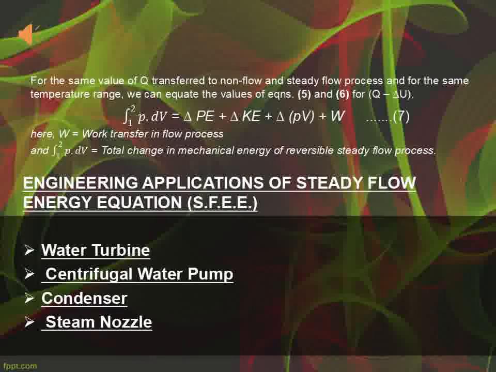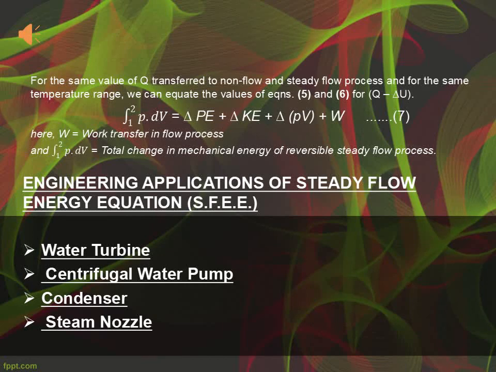For the same value of Q, that is heat transferred to non-flow and steady flow process, and for the same temperature range, we can equate the values of equation 5 and 6 for Q minus delta U and thus obtain equation number 7, where W is equal to the work transfer in flow process and integration of P dV from point 1 to point 2 is equal to the total change in mechanical energy for reversible steady flow process.